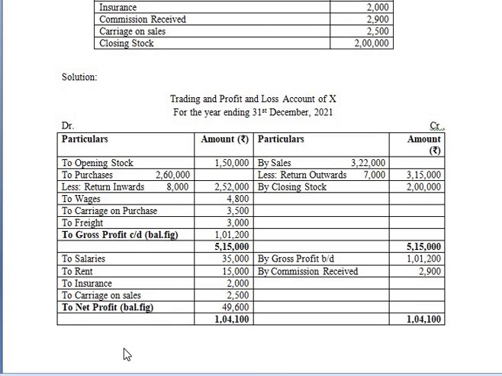So point to be noted here, in the preparation of trading profit and loss accounts, remember you have to debit all expenses and loss, and you have to credit all incomes and gain. And in the trading account, only direct expenses will be taken, and on the credit side in the trading account, only direct income will be taken. But on the profit and loss account, the indirect expenses and loss will be taken, and the indirect income and gain will be taken on the credit side.